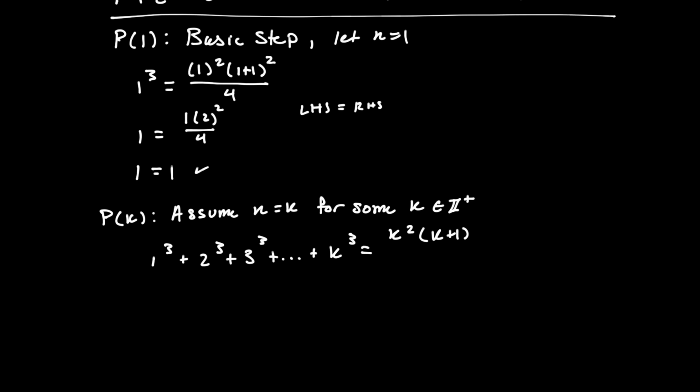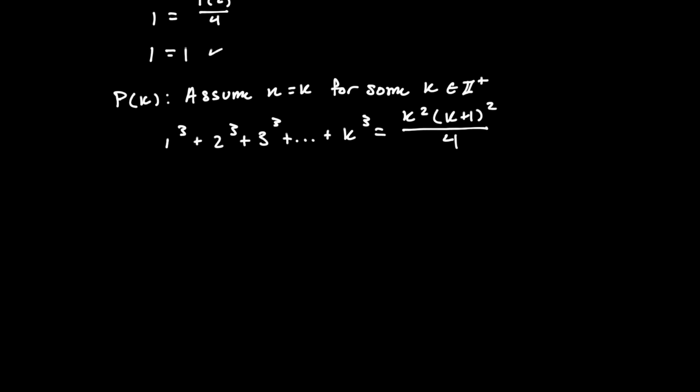And all we're doing here is just saying it's true. That's it. We are just saying it's true. All right, it is true. Okay, 1 cubed plus 2 cubed plus 3 cubed all the way up to k cubed is equal to k squared times (k plus 1) squared divided by 4. All right, that's all we do for our assumption.